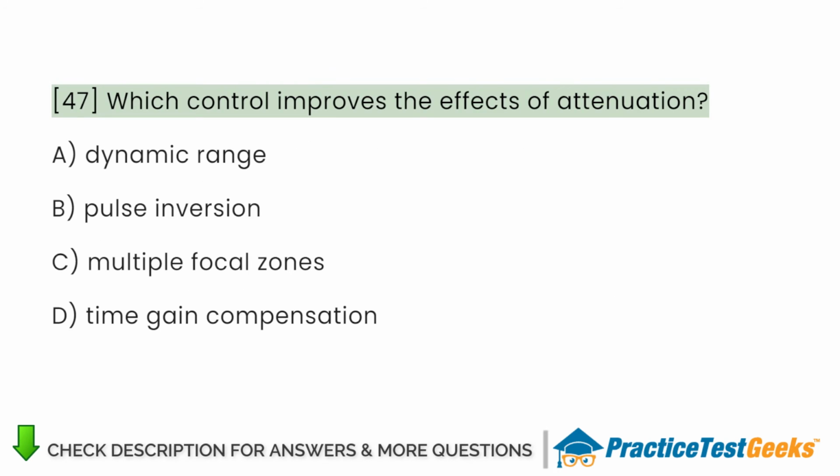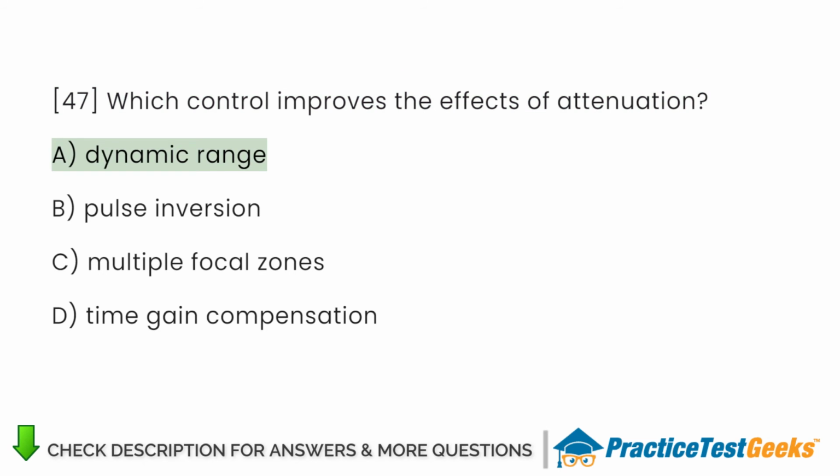Which control improves the effects of attenuation? A. Dynamic range. B. Pulse inversion. C. Multiple focal zones. D. Time gain compensation.